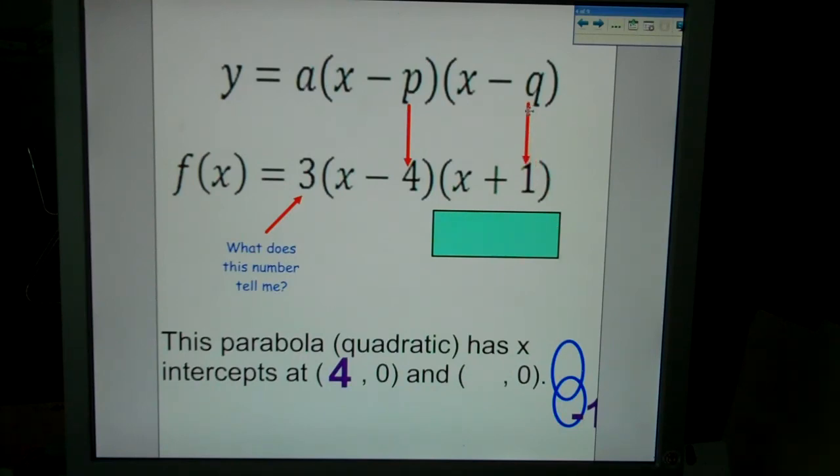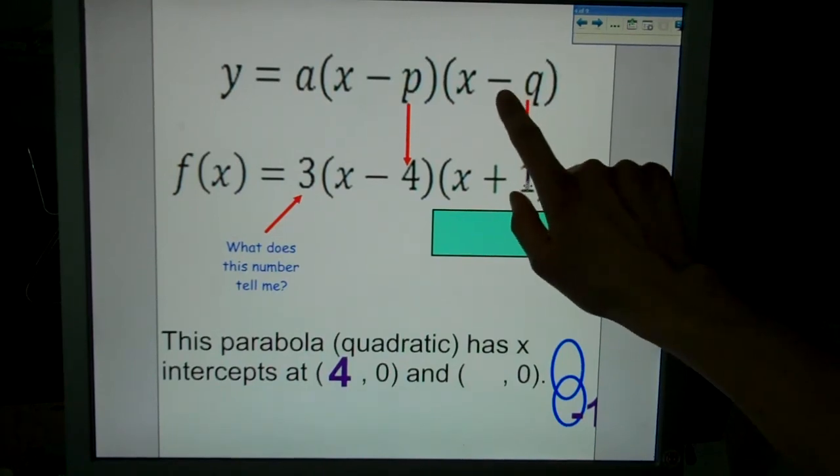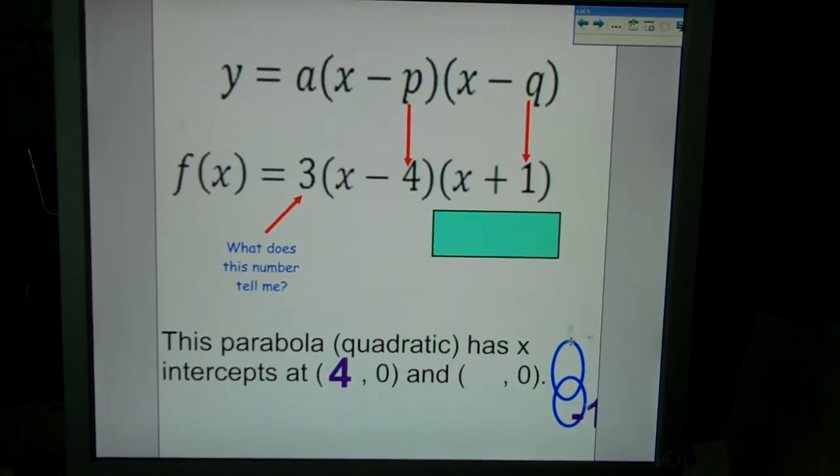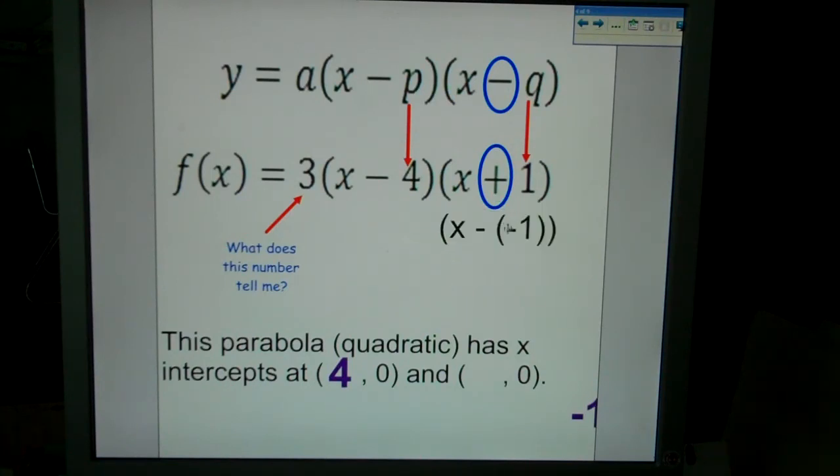All right, now let's look at Q. Q is a positive 1. Dang it, that formula says, look at that. That says a negative, and what's right here? That's a positive. How did we fix that before? I need to take whatever that is the opposite of. I could also rewrite it as x minus, so that I have my minus sign, negative 1. So where's the other x-intercept going to be at?